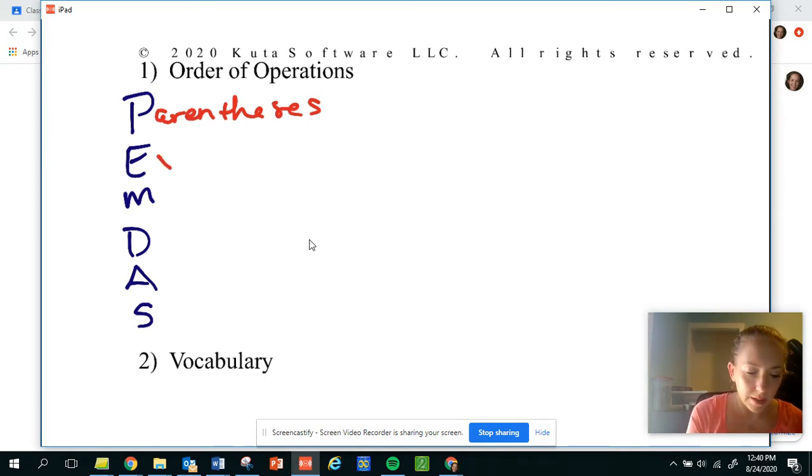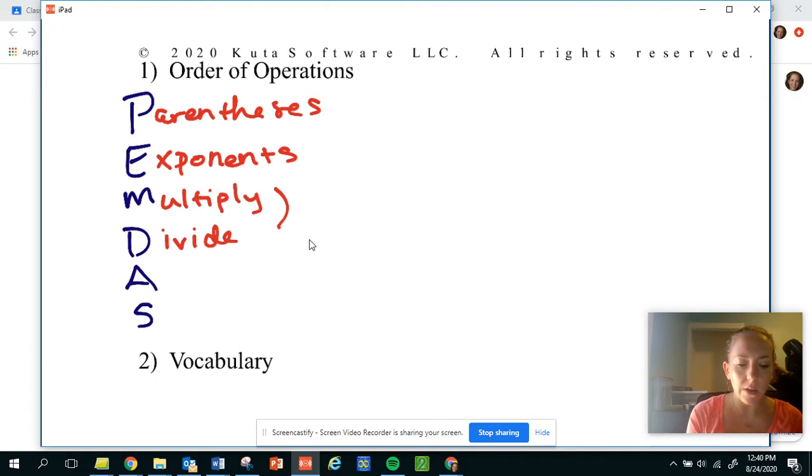Next would be exponents. So once you solve the parentheses, if there's something squared or to the third power, that's what you want to do next. Next would be multiply and divide. These two go together and you just go from left to right. So if there's more than one operation of multiplying and dividing, the general rule of thumb is to just go from left to right.